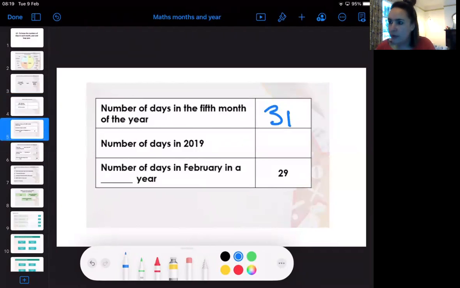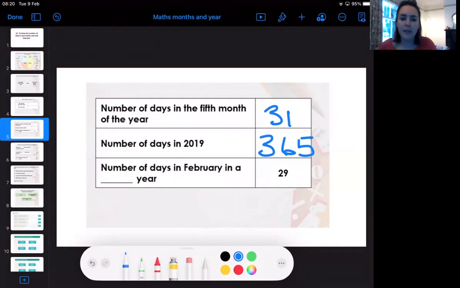The number of days in 2019. You need to ask yourself a couple of questions. You need to ask yourself whether 2019 was a leap year, whether there's an extra day in that. Now, 2020 was a leap year, so there's a really big clue. So the number of days in 2019 is 365, because there are 365 days in a non-leap year.